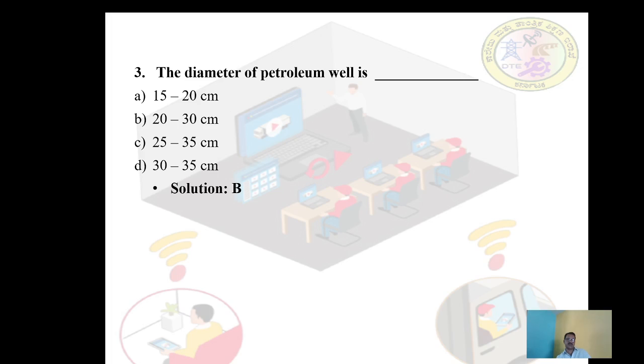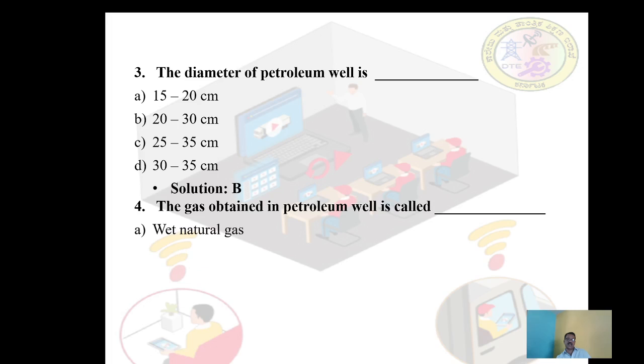20 to 30 centimeter. The gas obtained in petroleum well is called dash. A, wet natural gas; B, refinery off gases; C, dry natural gas; D, biogas. Option A is the right answer.